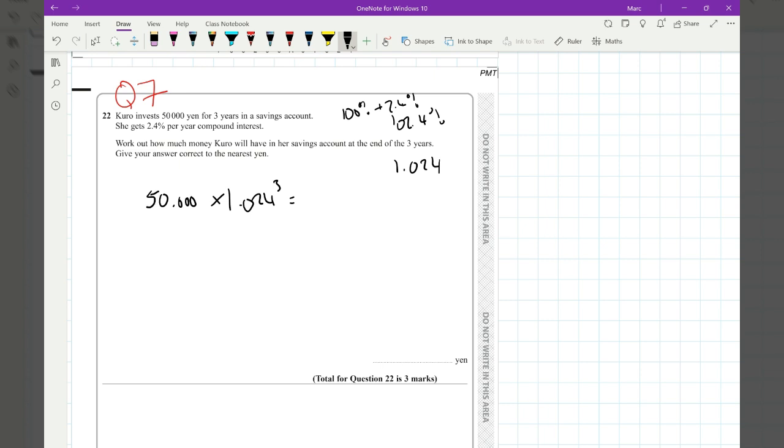Putting that into my calculator, I get 53,687.0912. And then finally, to finish that off to the nearest yen, gives us 53,687.